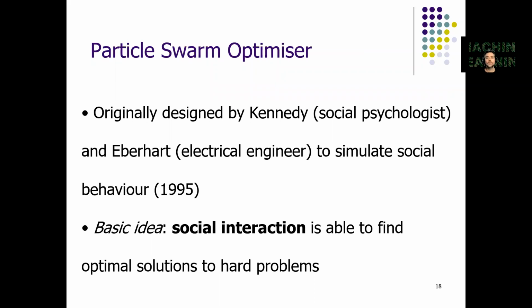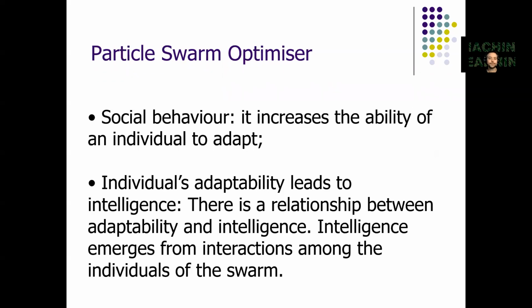I will concentrate on one method of this class. It's called the particle swarm optimizer. It was introduced in 1995 by Kennedy, a social psychologist, and Eberhart, an electrical engineer. It's based on this concept of social interaction, and actually human sociology, human behavior. The rationale is that individuals adapt to social norms, and in this way, adaptability normally leads to intelligence, and intelligence emerges from the different interactions between individuals of the swarm.